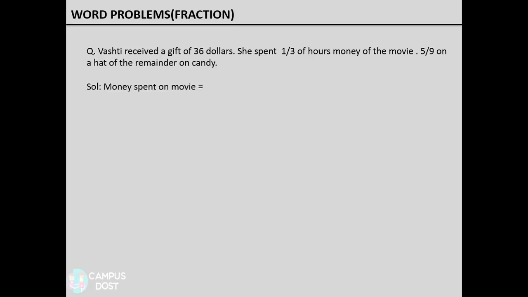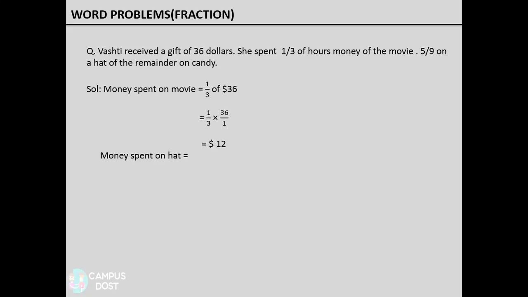So, to begin, determine how much money she spent on the movie. We are told that she spent 1/3 of $36 on the movie, which we can rewrite as 1/3 times $36, just 1/3 times 36 over 1. When we calculate this product and simplify it, we see that she spent $12 at the movie.